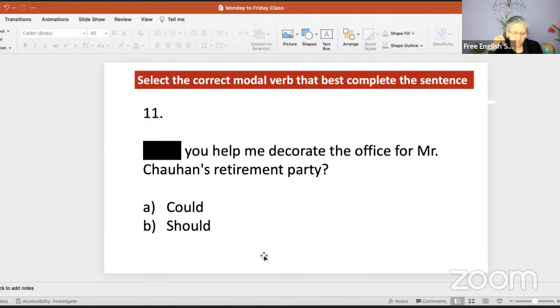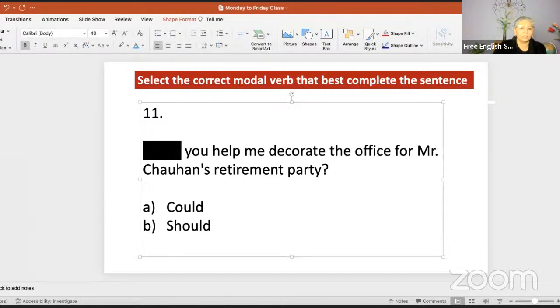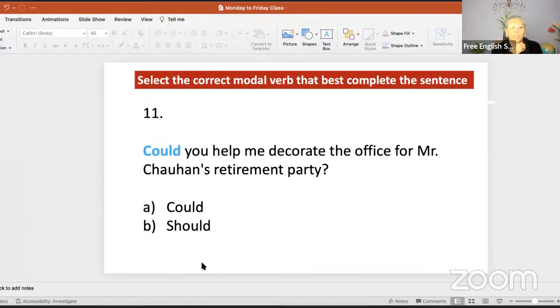Okay. Yes. Okay. Blank, you help me decorate the office for Mr. Chauhan's retirement party. Yes. Should नहीं हो सकता, right? क्योंकि should advise नहीं कर रहा, could जो है वो request कर रहा है, not advice. तो जो है request है ये. Could you help me decorate the office for Mr. Chauhan's retirement party? Excellent, excellent.